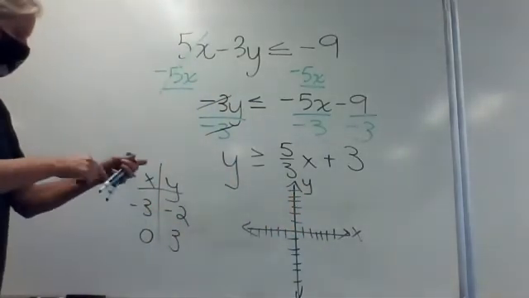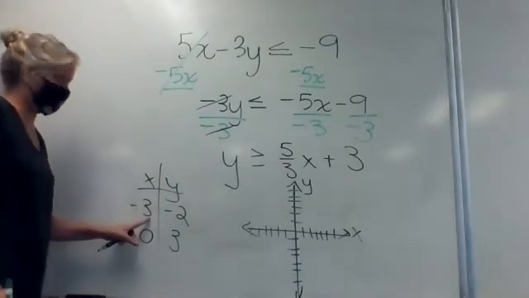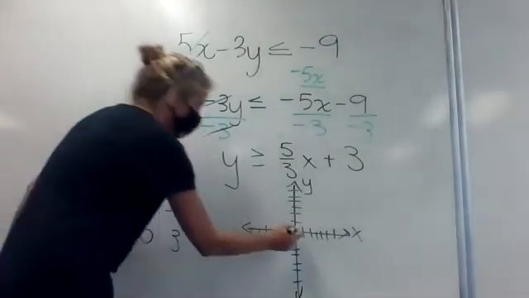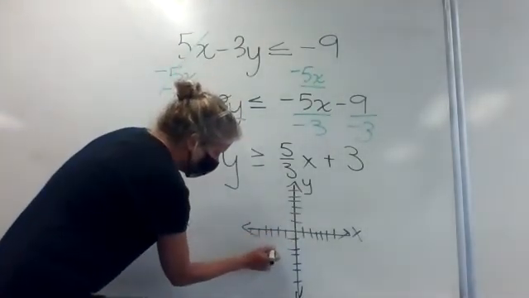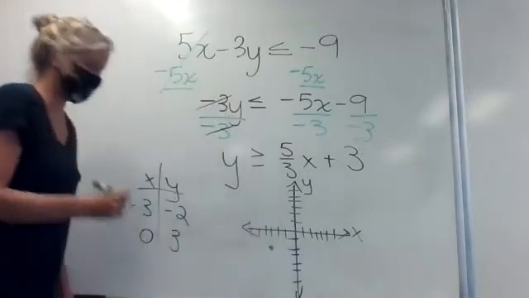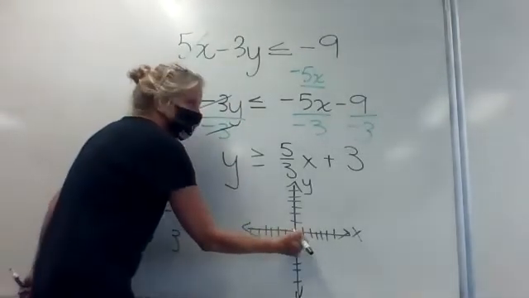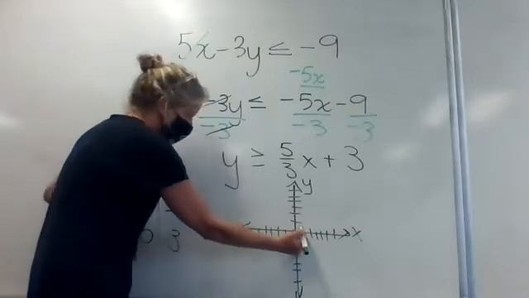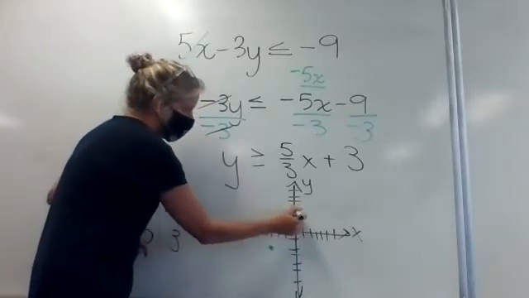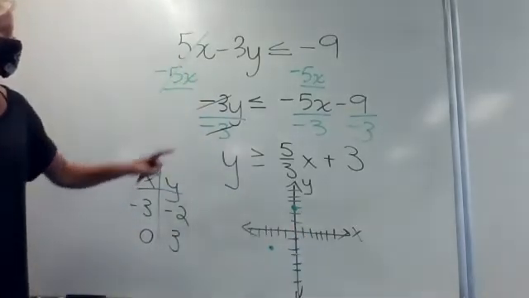So -3, -2 would mean go to the left 3, down 2. 0, 3. So nowhere left or right since my x is 0. My y is +3. So there's another point at 0, 3.